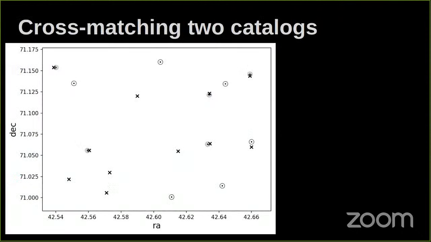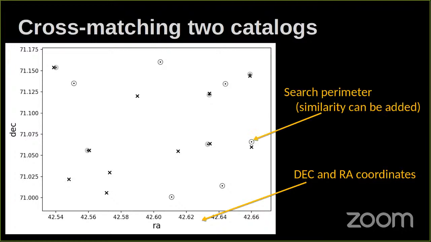So let's see what this cross-matching function is. I'm showing here a region of the sky with RA, meaning right ascension, basically an X, and Y, which is called the declination coordinate. I'm showing two objects from two catalogs. The first are denoted by dots, and the second by X's. The dots have a search perimeter around them, shown as circles. You can also add some kind of similarity measure between the two objects on top of this spatial search.